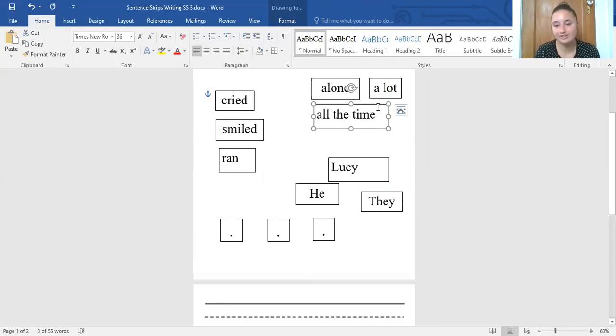You don't have to do one sentence at a time. You could find all of the nouns, all of the verbs, and all of the adjectives, and then just pull from them that way. That might be an easier way to do the worksheet, but this is totally up to your student and what they find best for them.